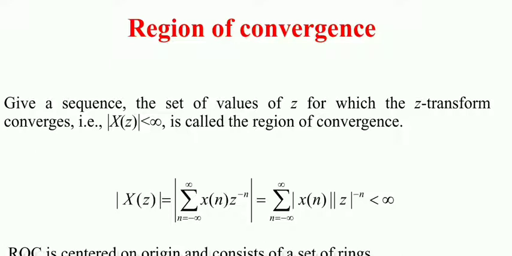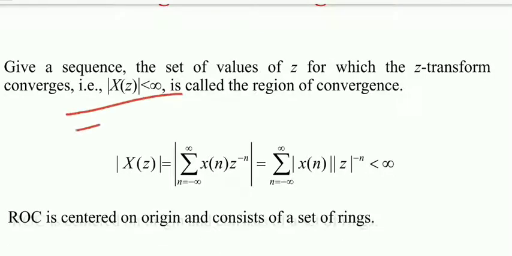So that means my z transform should be finite. That's why mod x of z should be less than infinity. Less than infinity is nothing but a finite value. So if you are able to find the transform, then that region is called the region of convergence. If you are getting the z transform as infinity, then you are sure that there is no region of convergence. Region of convergence is a region where you can simply find the z transform. It is a layman's term, right? So if you wish to find the meaning of the definition from an engineering point of view, I am writing it here.